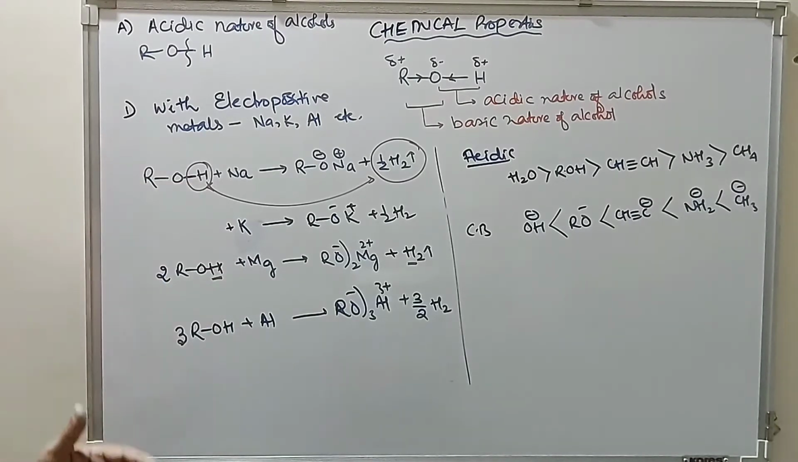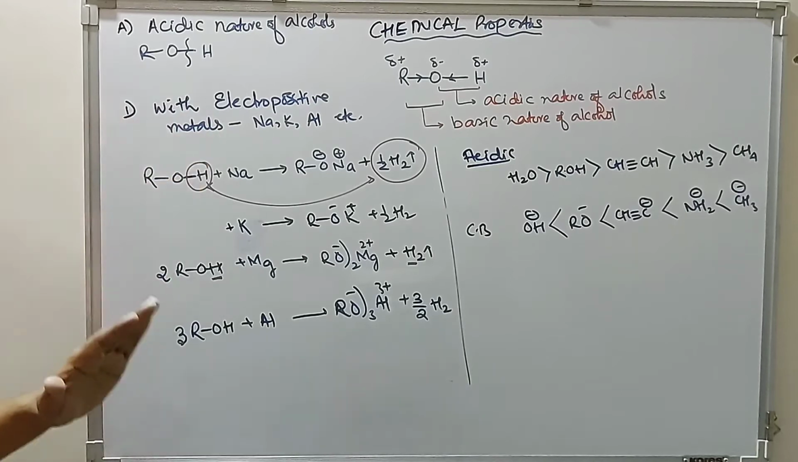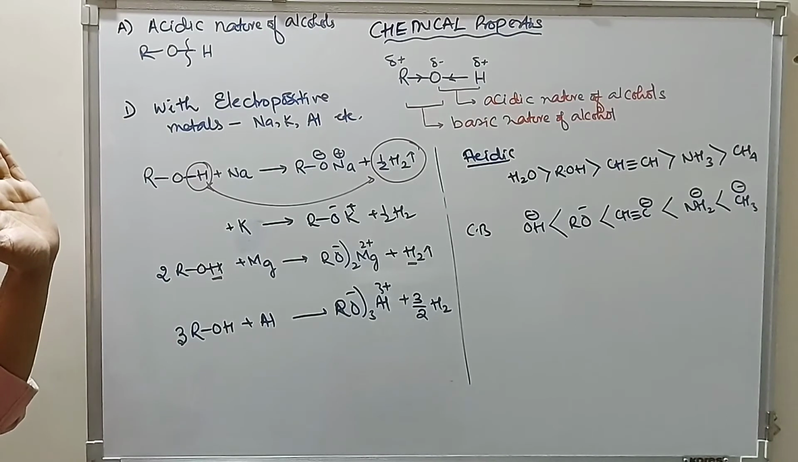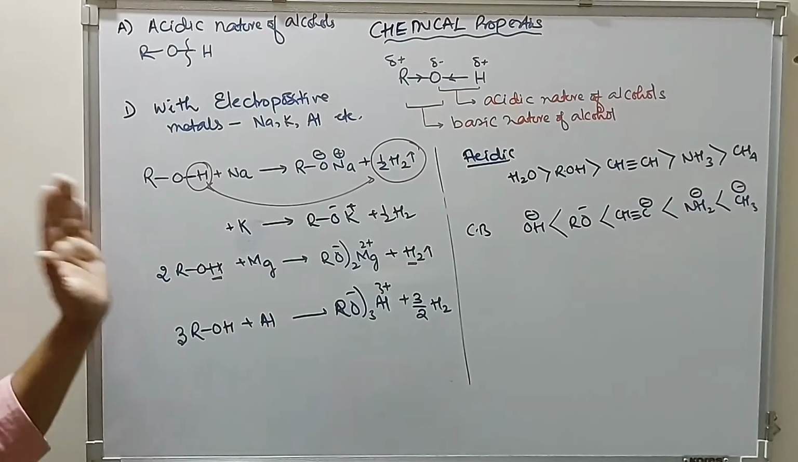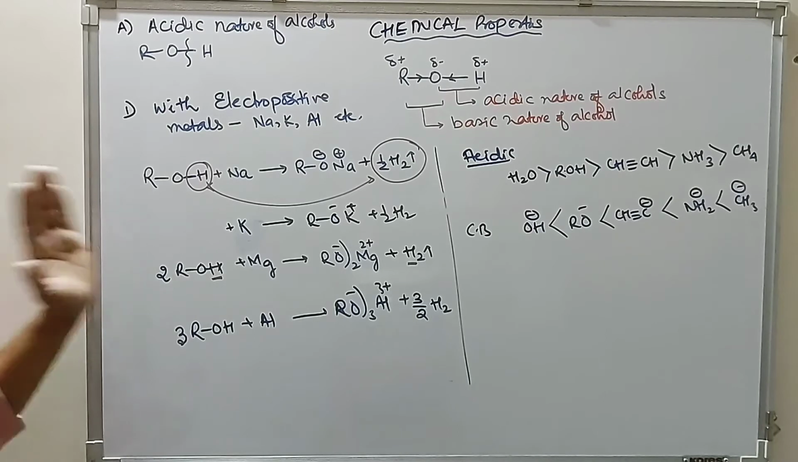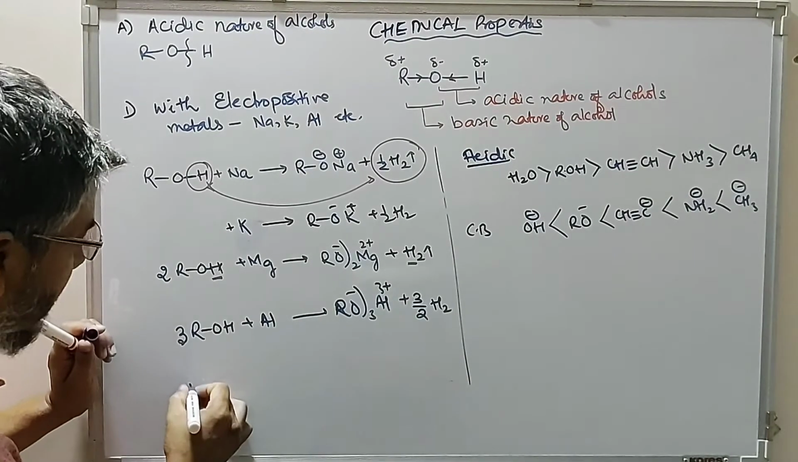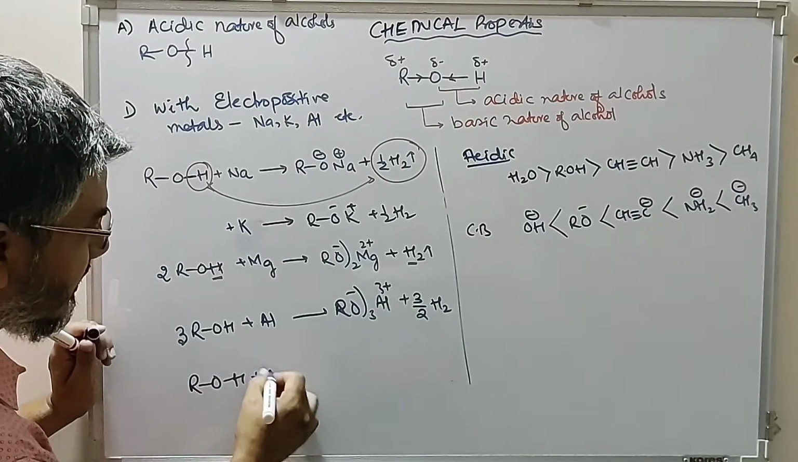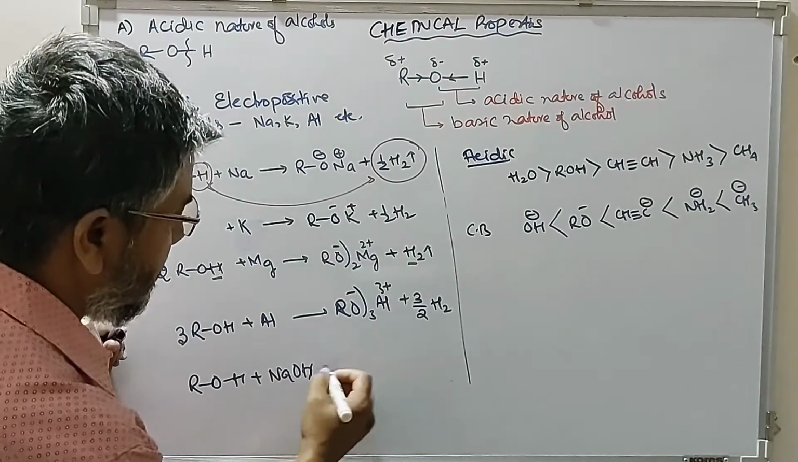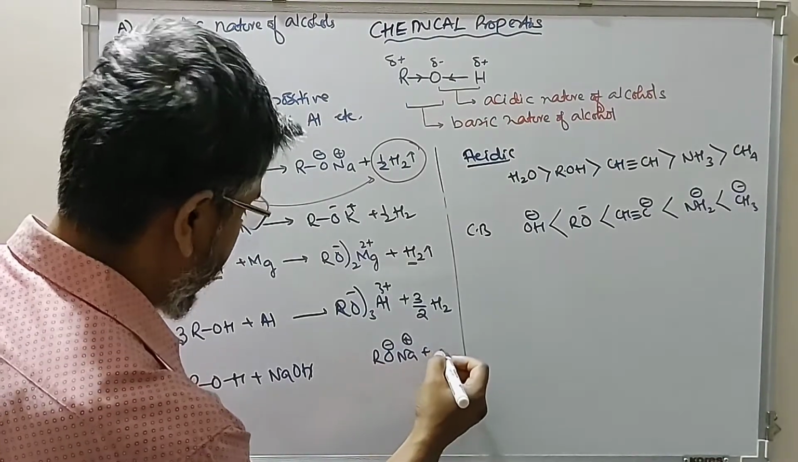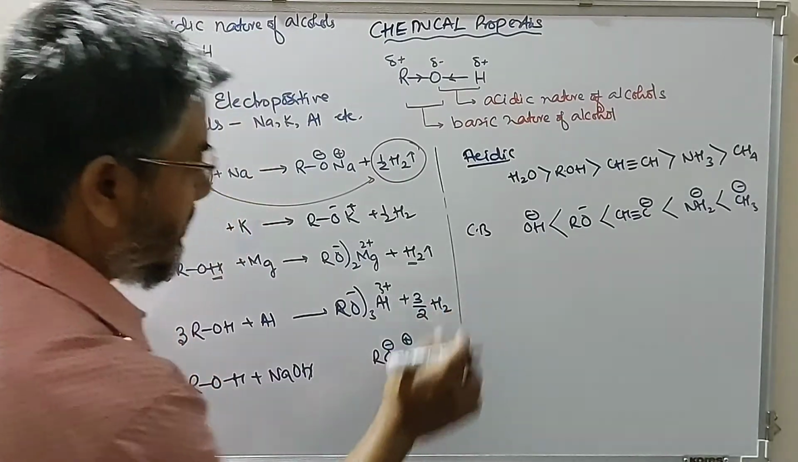So this is the reaction with electropositive metals. This reaction shows the acidic nature of alcohol is very weak. So these cannot react with so-called strong bases like sodium hydroxide, potassium hydroxide. Let's see why this is so. Alcohols, we are saying alcohols are acidic, but these cannot react with sodium hydroxide to give you RO minus Na plus H2O. Why is this? Look at this.